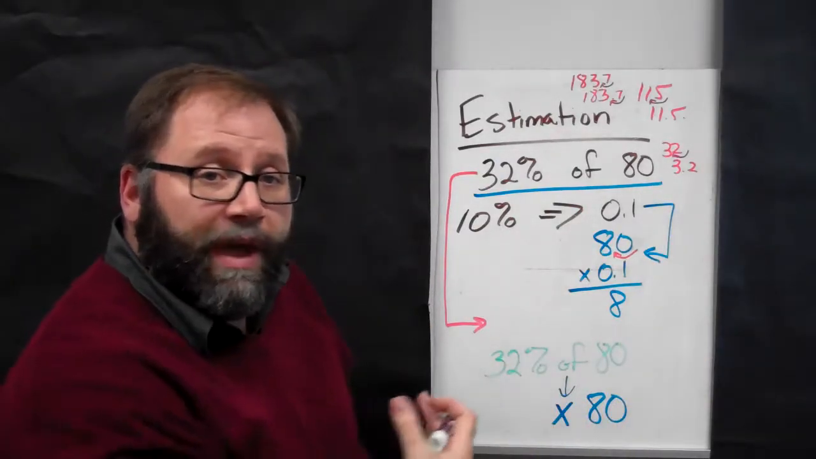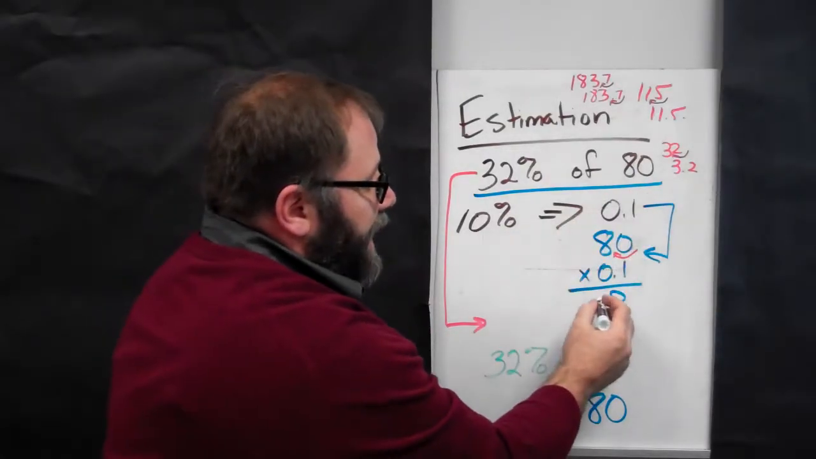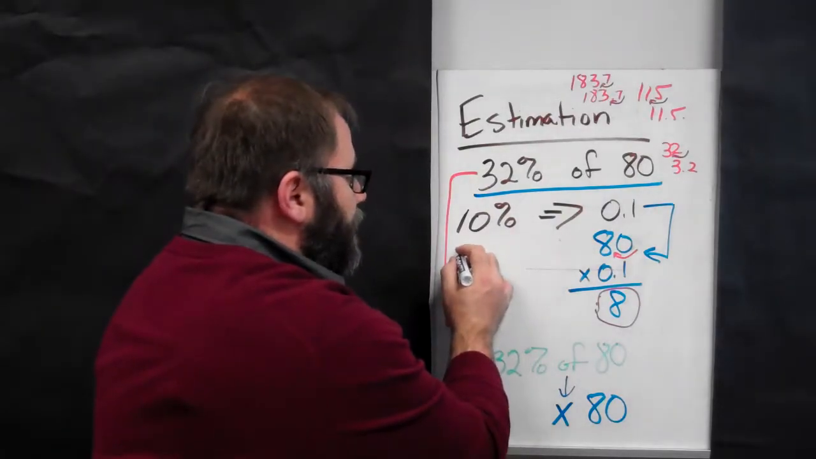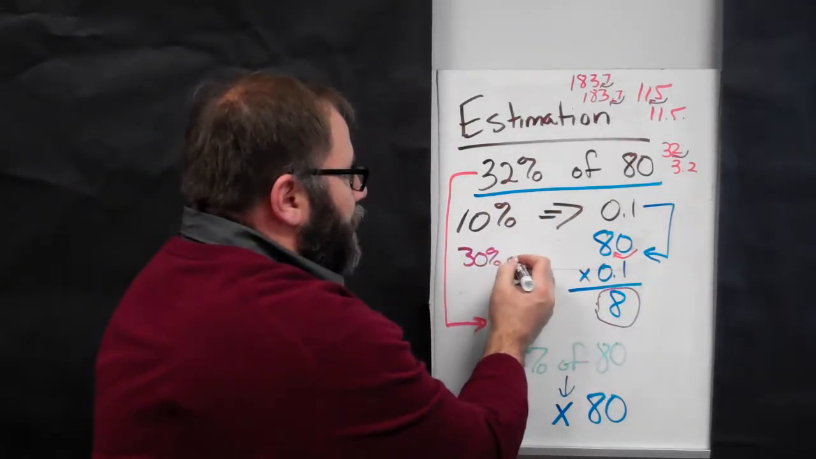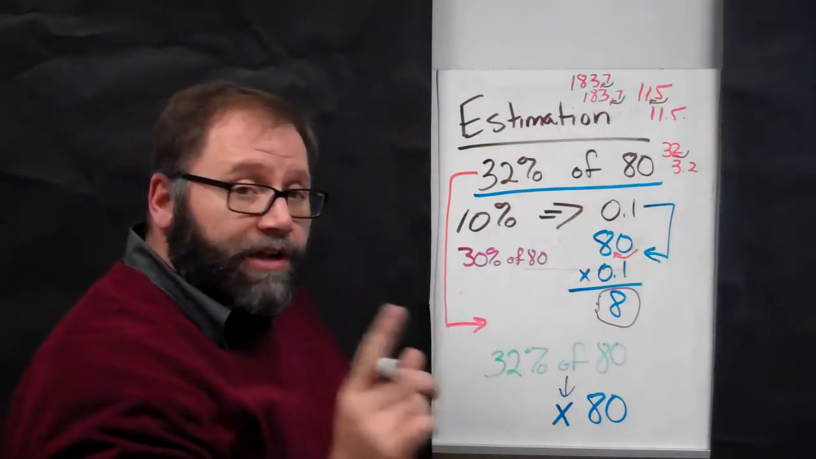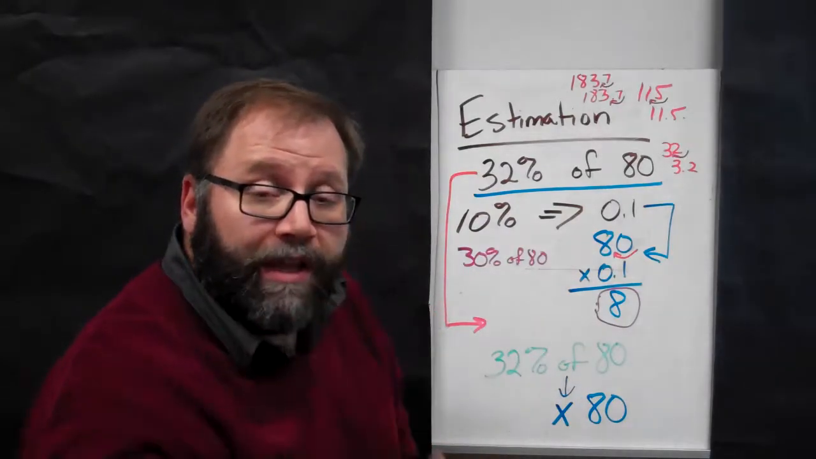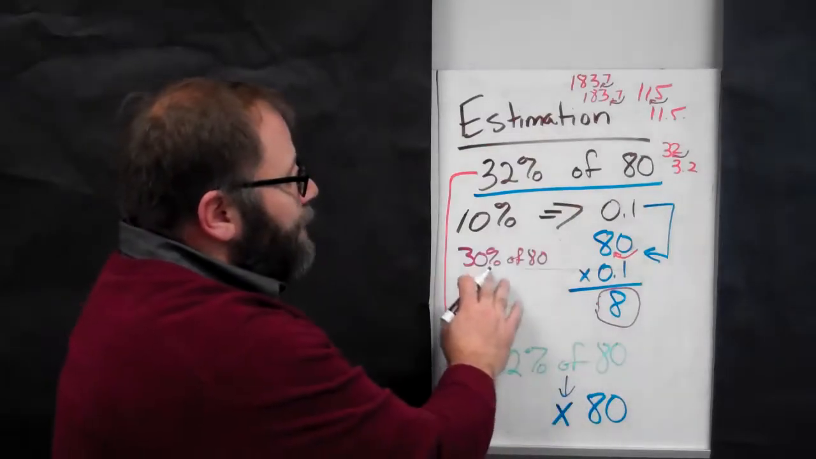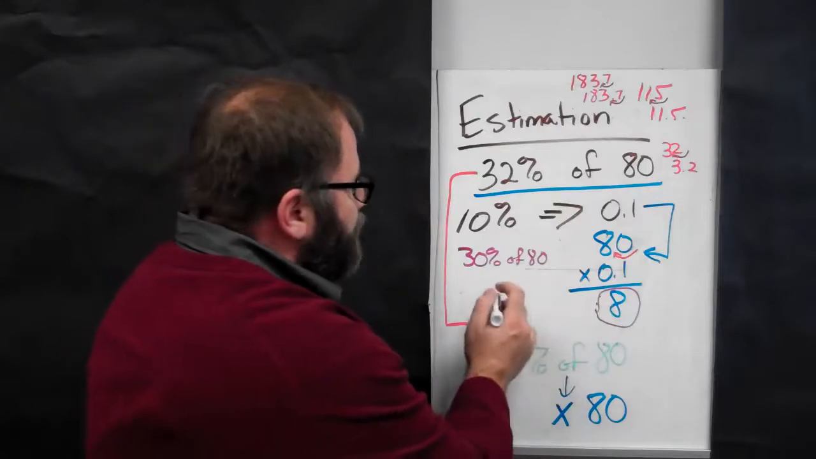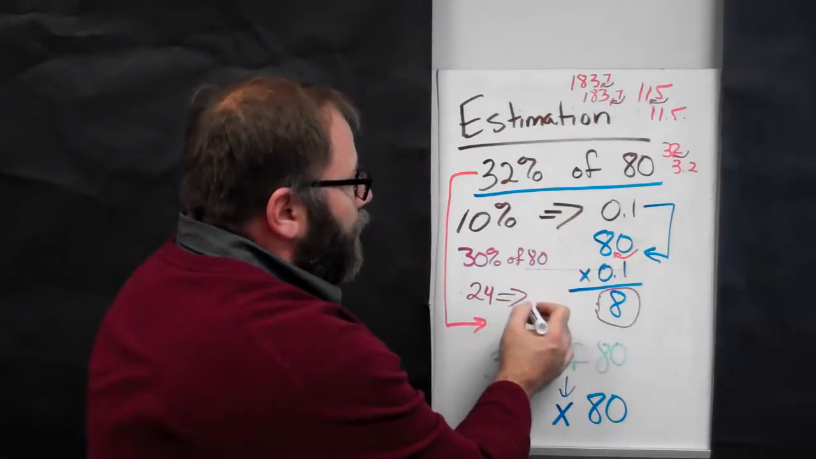So here, let's get back to our problem. We've got 32% of 80. I know 10% of 80 is 8. And since we're doing estimation, what we're going to find is 30% of 80. And in finding 30% of 80, if I know 10% is 8, 30% is 3 10%s. So that means I need 3 eights, which is 8 times 3. So 8 times 3 then is 24. And what we're finding is now 24 is our estimation.